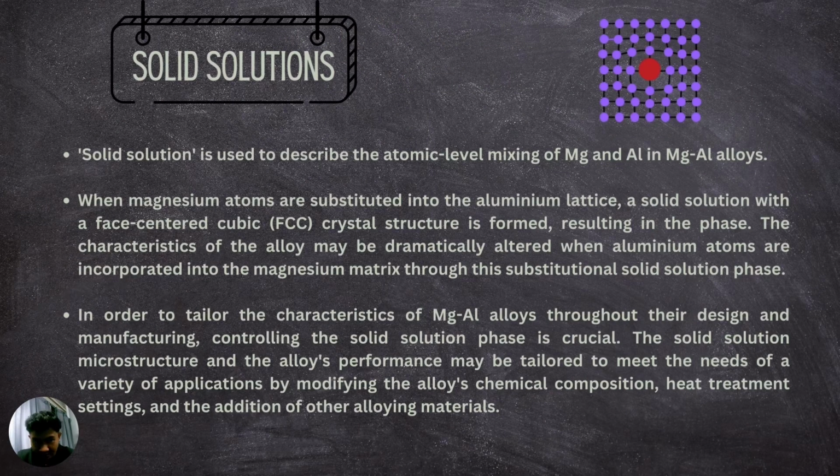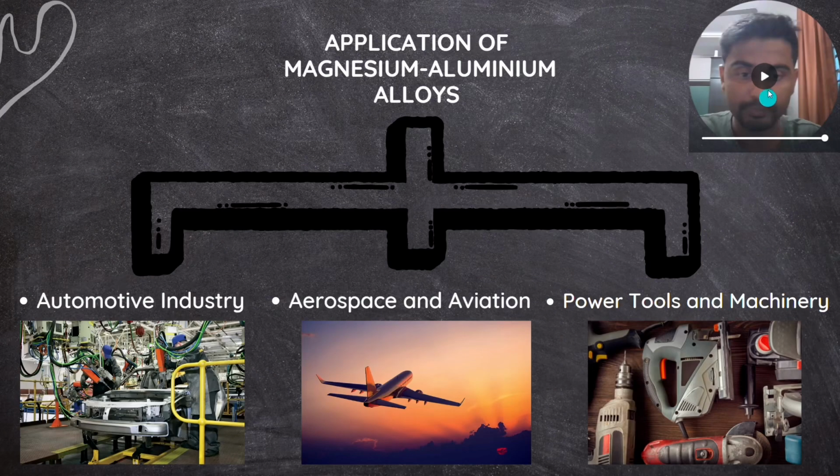The solid solution is used to describe the atomic level mixing of these alloys. When magnesium atoms are substituted into the aluminum lattice, a solid solution with a face-centered cubic crystal structure is formed, resulting in a phase. The characteristics of the alloy may be dramatically altered when aluminum atoms are incorporated into the magnesium matrix through this substitutional solid solution phase.